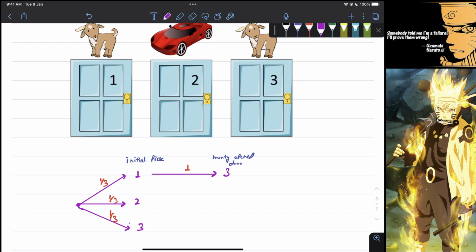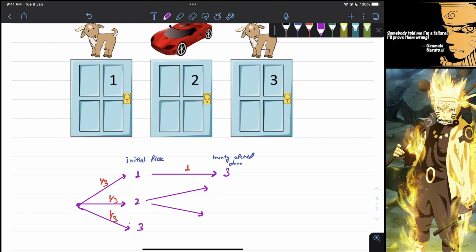Again, if you pick door number 2 initially, then think which door can Monty pick. So if you pick door number 2, now Monty can open 3 or 1, either of these doors, right? So let's say Monty opened door number 1.